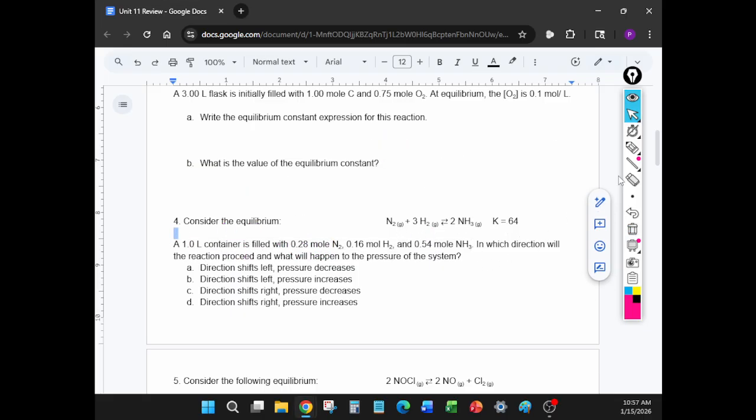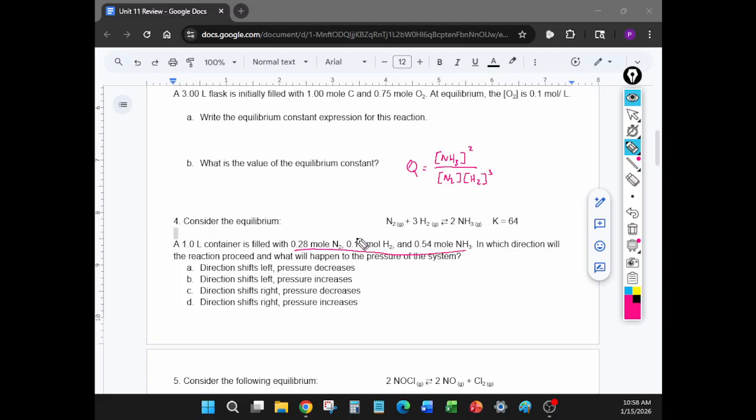And in order to do that, what do we need to calculate for? Q. We got to calculate for Q. Q is calculated the same way we calculate K. We just use the non-equilibrium values, right? So Q is going to be the concentration of NH3 squared divided by the concentration of N2 and H2 cubed. Okay, and so what we're going to do is we're going to take these values right here. We're going to plug them into the equilibrium constant expression, and then we have to compare it with the K to figure out if it's going to shift to the left or to the right. Okay? So let's plug in our values.